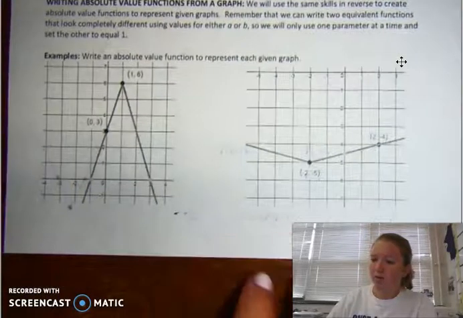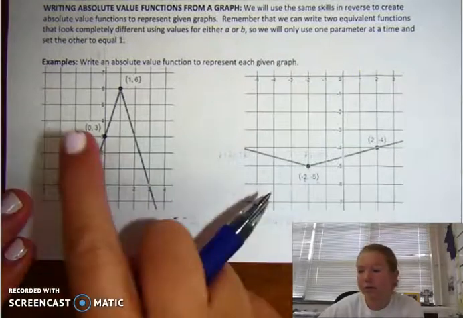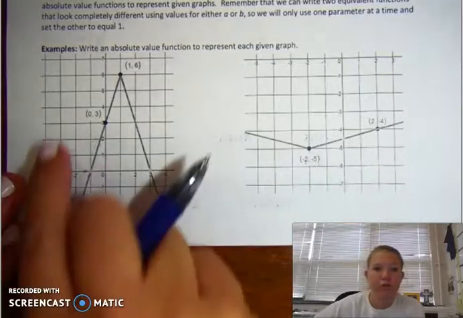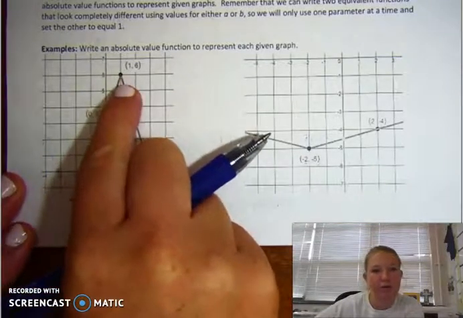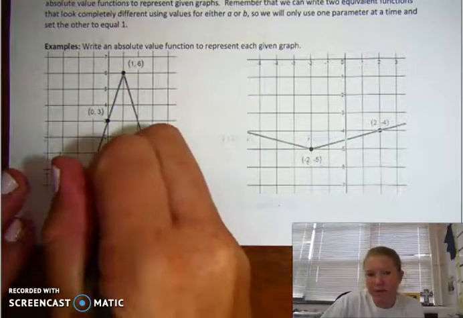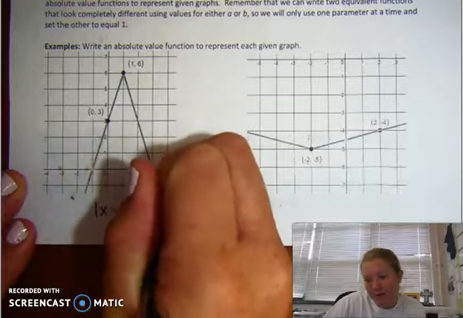And then real quickly, writing absolute value functions from a graph. I'm going to do this example on the left. I'll leave the right one for you to try. So the first thing I see is a vertex of (1, 6). That means I went right 1 and up 6. So I'm going to set that up as x minus 1 and a minus 6.